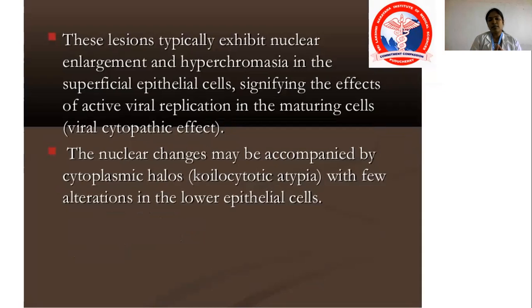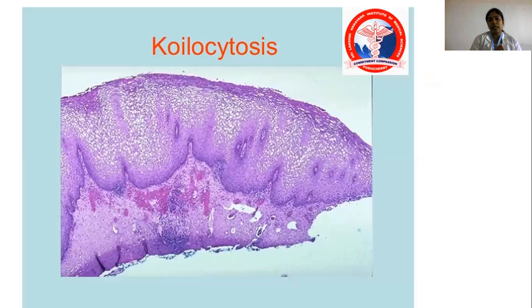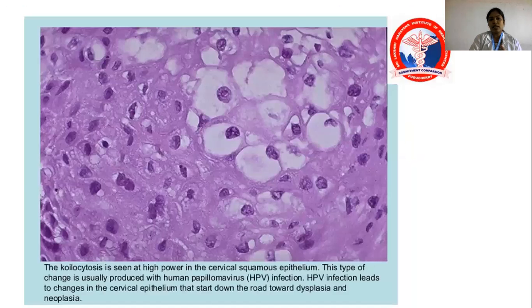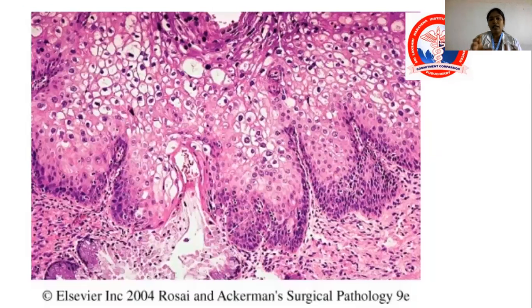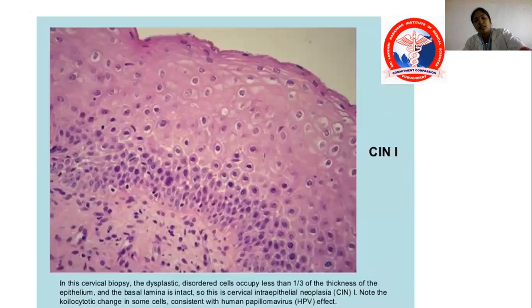The nuclear changes may be accompanied by cytoplasmic halos, that is coilocytic atypia, with few alterations in the lower epithelial cells. These are all the coilocytes. Coilocytes are cells which are large with abundant glycogen and hyperchromatic nucleus. Another picture for coilocyte. This is another picture showing coilocytic atypia.